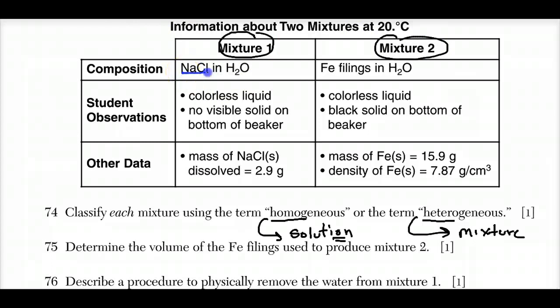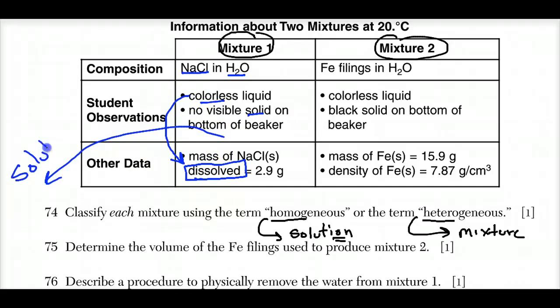Mixture 1 is NaCl in water. It's colorless, which means the solid completely dissolved. No visible solid, okay? And the key here is that it dissolved. It's colorless because it is dissolved, okay? So this screams solution. A solution is a dissolved homogeneous mixture. And we would write this as NaCl aqueous. And really what that is, is free ions are now available to move about the solution.